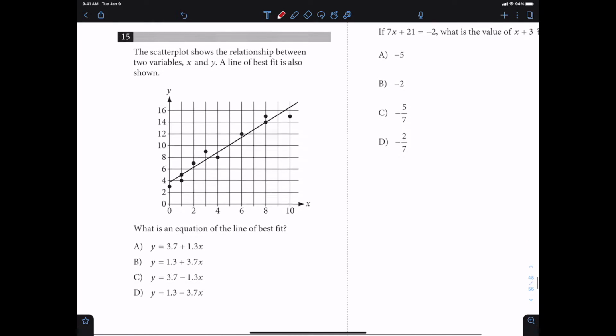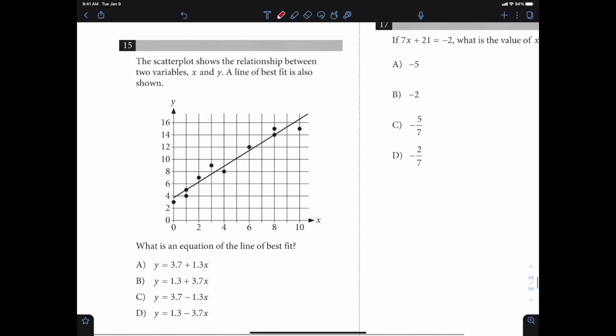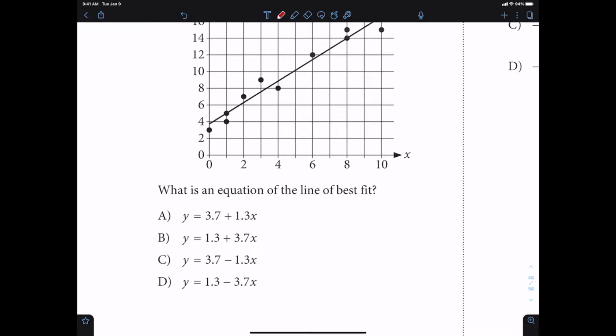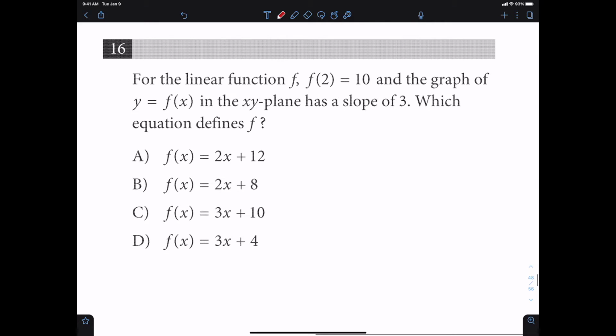All right. Number 15. The scatter plot shows the relationship between two variables x and y. A line of best fit is also shown. What is an equation of the line of best fit? Cool. For linear function f of 2 equals 10, the graph of f of x in the xy plane has a slope of 3. Which of the following equations defines that?